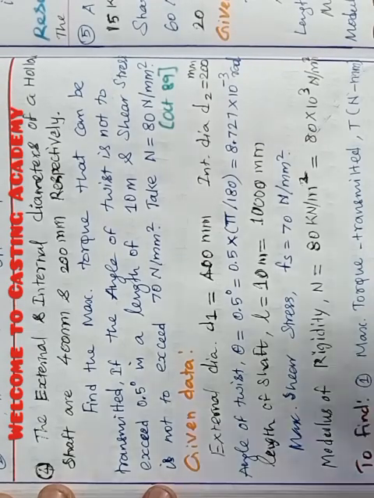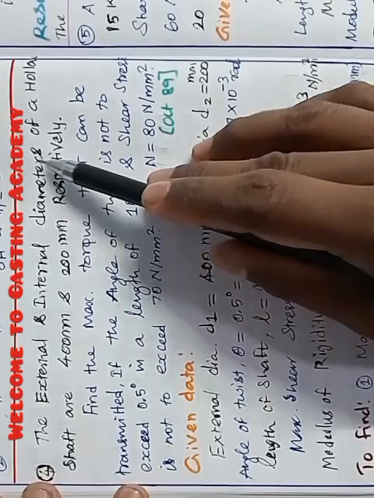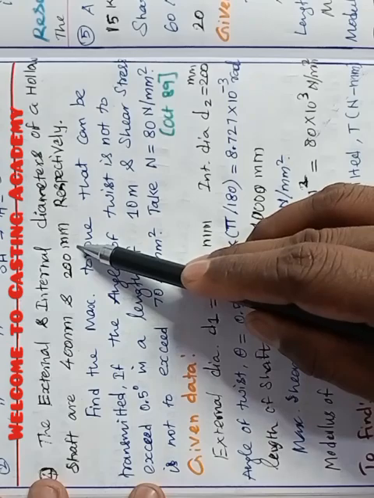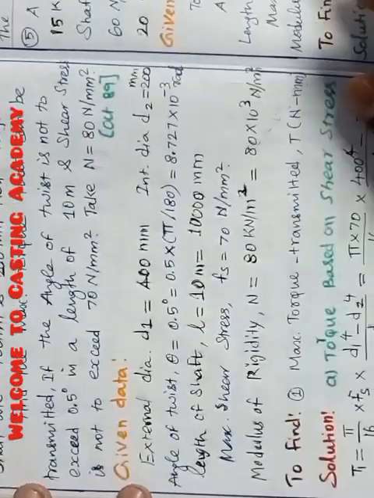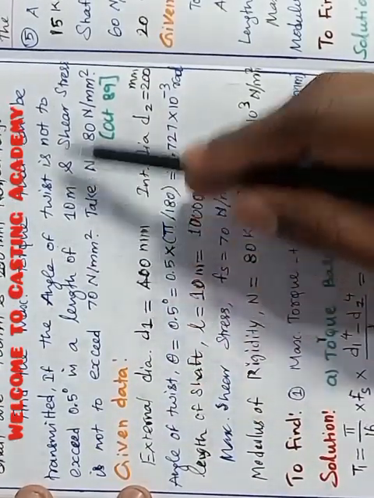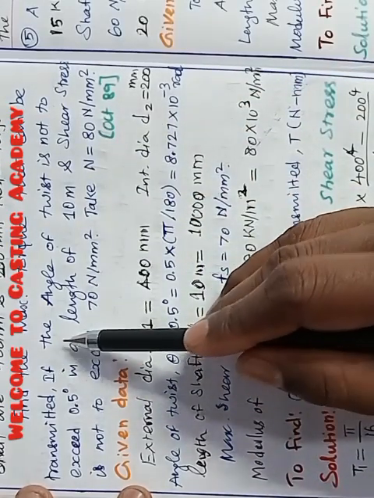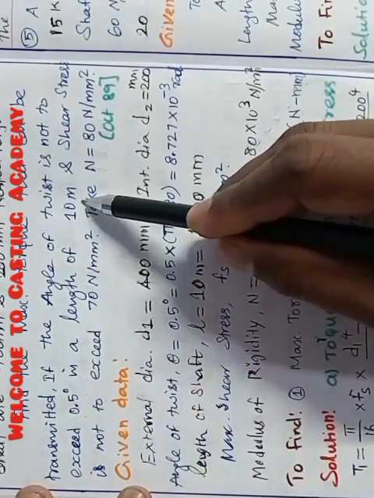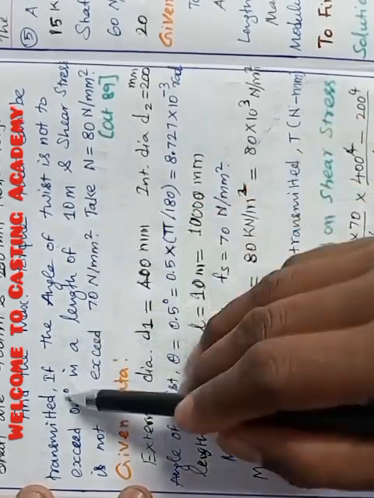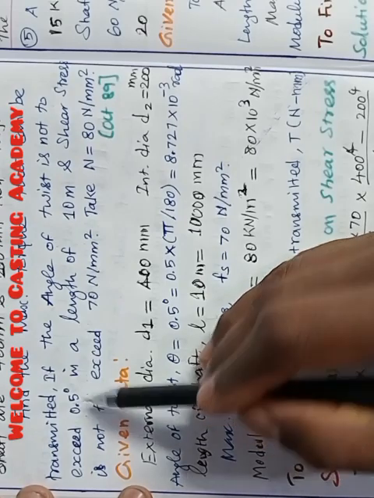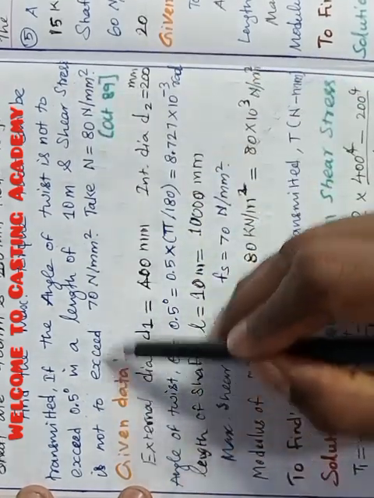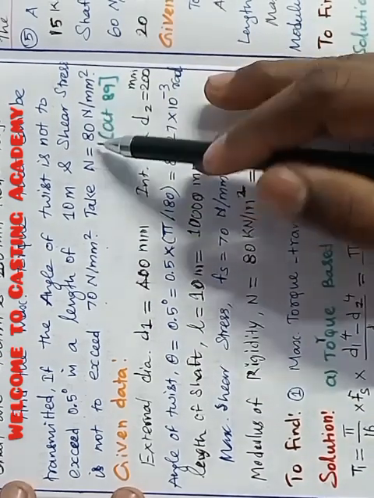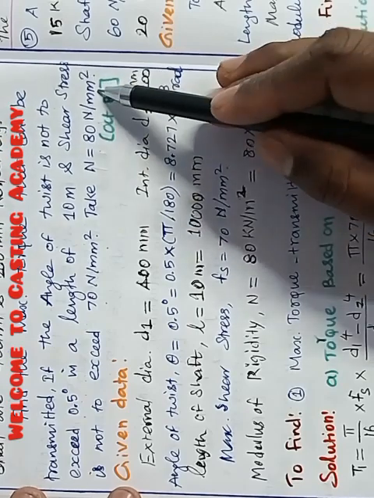Next problem. The external and internal diameters of a hollow shaft are 400 mm and 200 mm respectively. Find the maximum torque that can be transmitted if the angle of twist is not to exceed 0.5 degree in a length of 10 meter, and the shear stress is not to exceed 70 Newton per mm square. Take modulus of rigidity equal to 80 Newton per mm square.